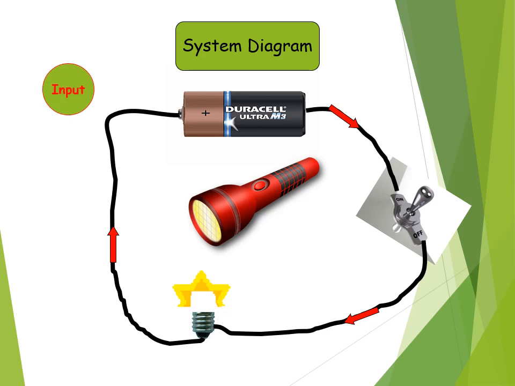Like any other system diagram, it has an input, and in this case, the input is the battery. It goes through a process, which means electricity flows through the diagram, and the output would be the bulb will light up. That would be my output.